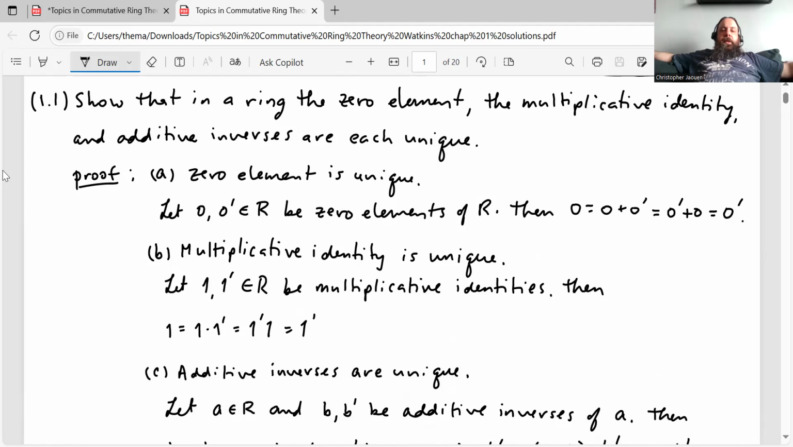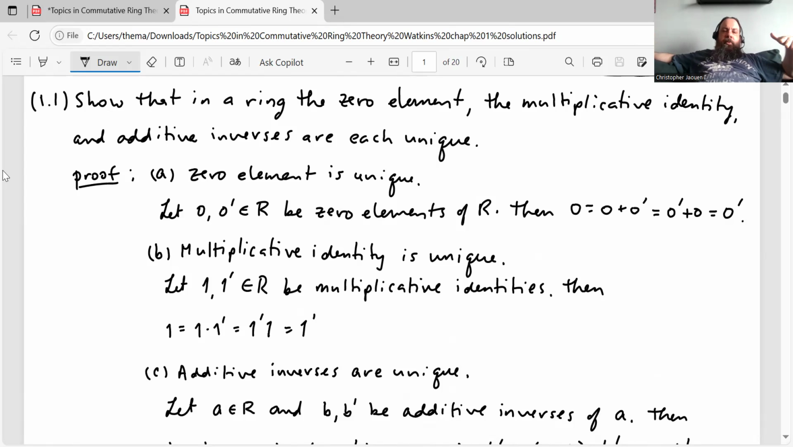So let 0 and 0 prime be zero elements of the ring R. Then 0 is equal to 0 plus 0 prime, which is also equal to 0 prime plus 0, since addition is commutative in a ring, which is equal to 0 prime by axiom three. So 0 equals 0 prime, and therefore zero elements are unique.